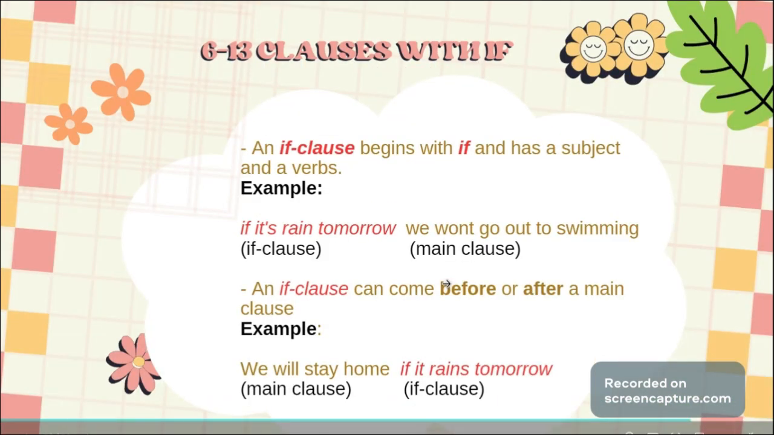Future. Next, clauses with if. An if clause begins with if and has a subject and a verb. Example: if it rains tomorrow, we won't go out swimming. So, if it rains tomorrow indicates the if clause, and we won't go out swimming is the main clause.